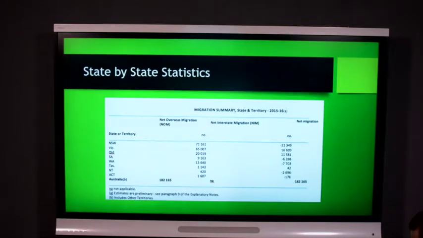This graph shows a state-by-state breakdown of the immigration numbers of the 2015 to 2016 period. New South Wales and Victoria received the greatest number, with the Northern Territory having less than 500 immigrants.